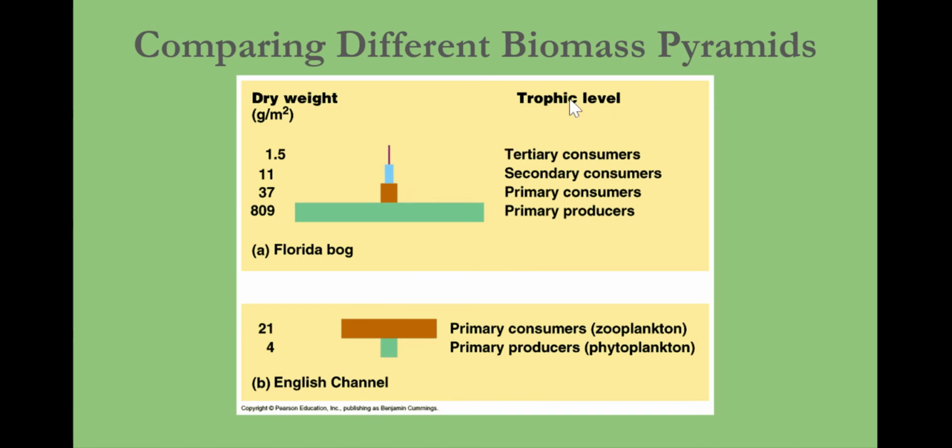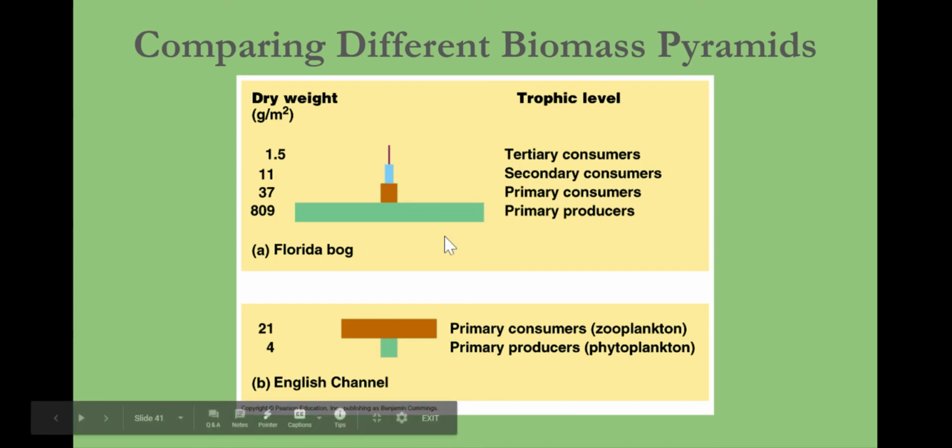Whereas if we look at somewhere else, like a bog in Florida, our primary producers have a much larger biomass than the primary consumers, secondary consumers, and tertiary consumers. So they could look like either of these when you're looking at biomass pyramids.